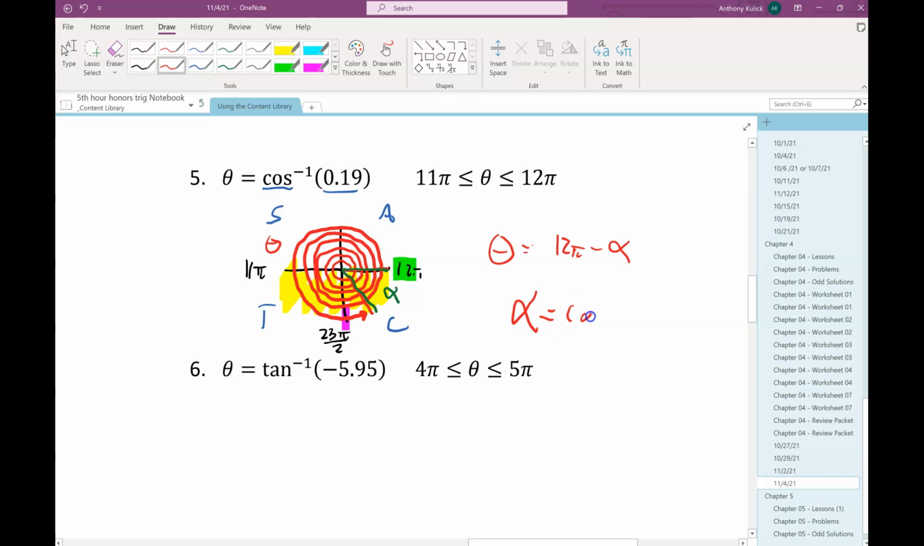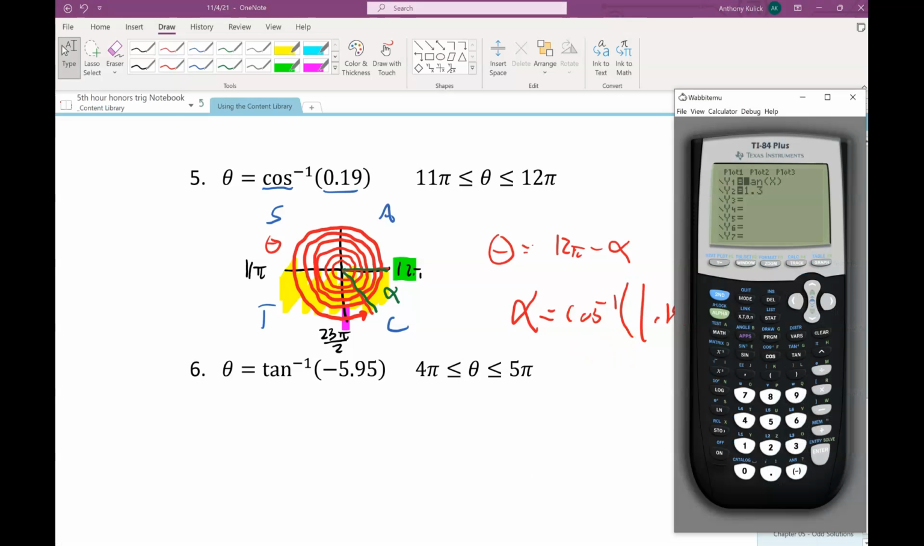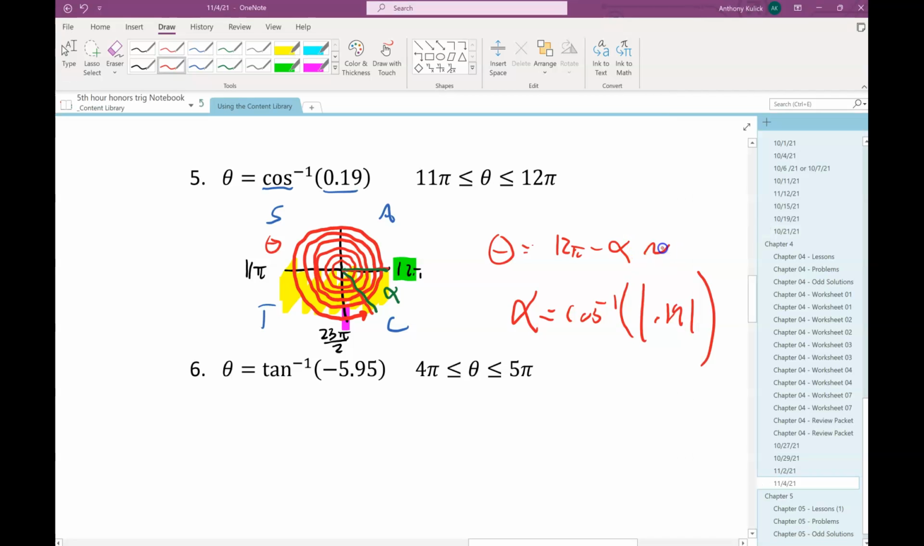And alpha is going to be just the cosine inverse, absolute value, 0.19, which again, you don't really need the absolute value there because it was positive already. So again, I already changed to radian mode, so I've already taken care of that. So I just type her into my calculator, and 36.32 should be my answer. Is that okay, Grace? Sure.